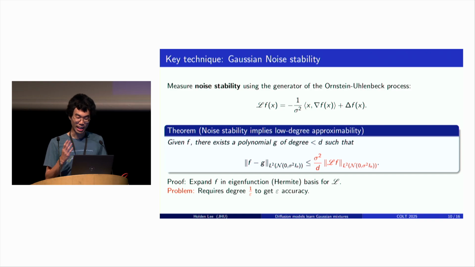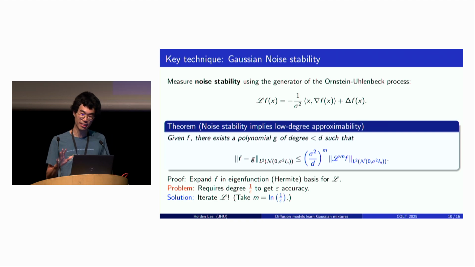However, the issue with this is that it requires degree 1 over epsilon to get epsilon accuracy, and whatever we get here will turn out to go into the exponent for our algorithm. Okay, so our key innovation is a higher order version of noise stability, in much the same way that we use Markov's inequality with higher powers to get better concentration bounds. In this case, we can then just take a degree that's logarithmic in 1 over epsilon.